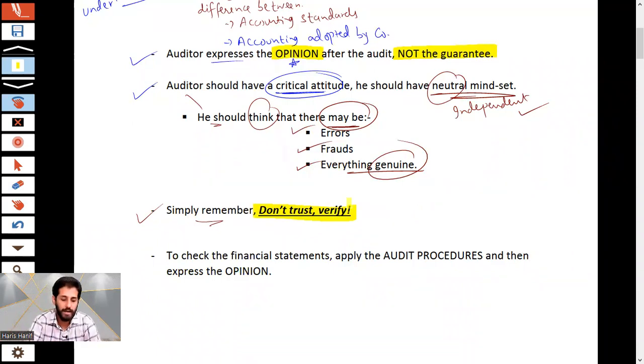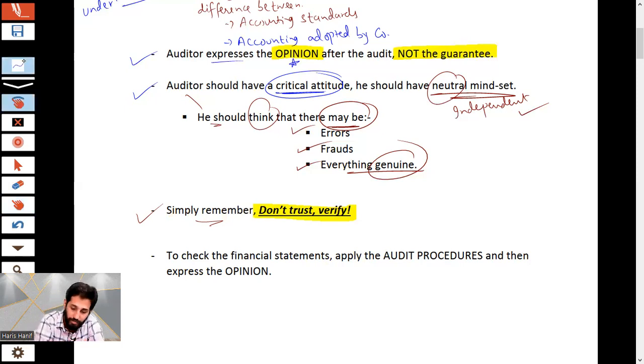Let's say, for example, that I have prepared the financial statements and I have provided them to you. Let's say you are assuming that this financial statement is prepared by Haris Hanif. Will you trust? No, verify. You don't have to trust. You have to verify. For example, I'm saying that there are 100 units in the inventory warehouse. Will you trust? Yes, sir? Okay. No, not at all. Verify. Go visit and count. Simply, that's a verification. I have said that this is the product I have purchased, this is my property. Will you believe? No. You will ask for the invoice. Verify. Don't trust the management.